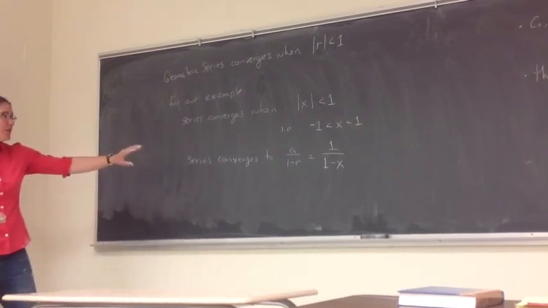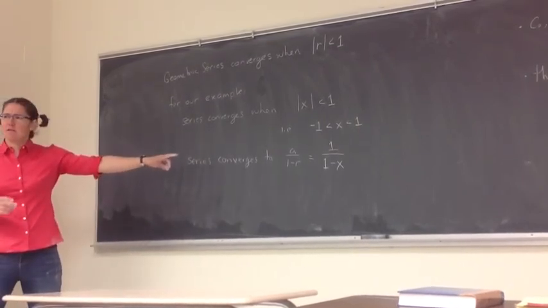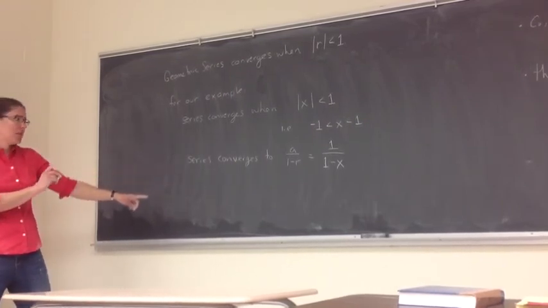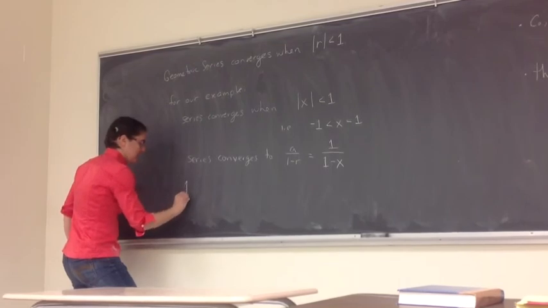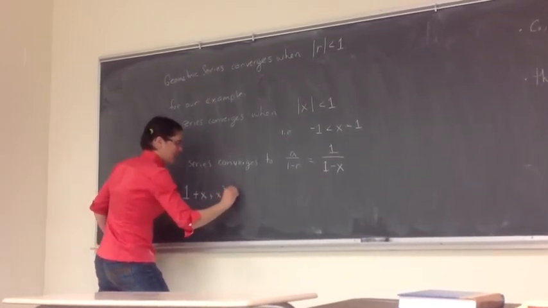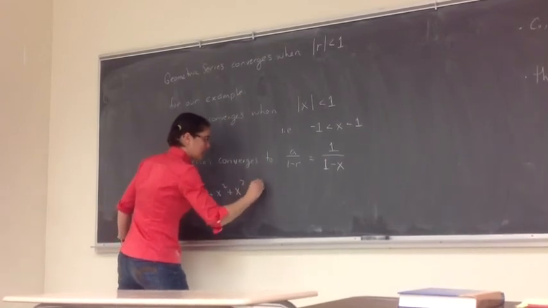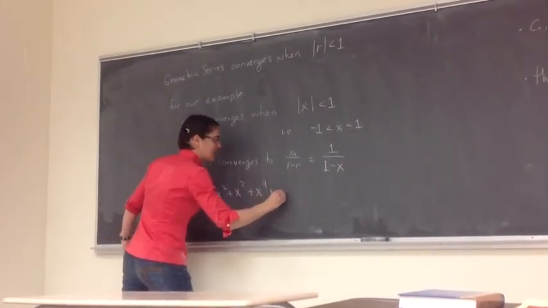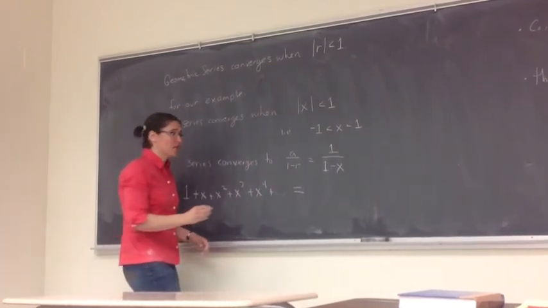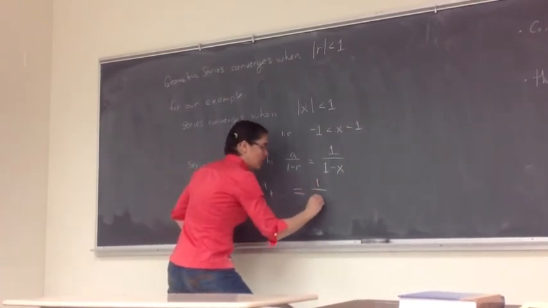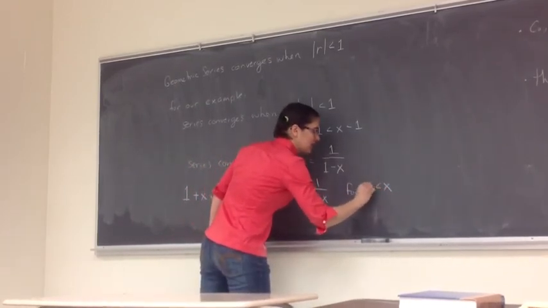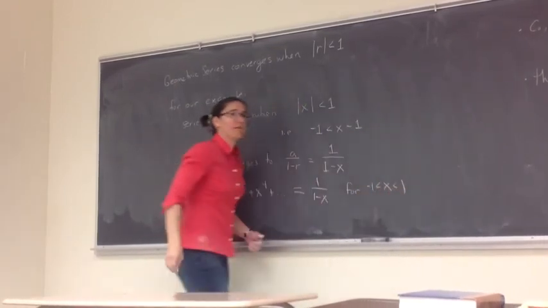So I've just thrown a bunch of stuff up on the board, and I want to rewrite it down. I want you to think about what I just said here. What I've just said is that 1 plus x plus x squared plus x cubed plus x to the 4th plus ... is exactly equal to the function 1 over 1 minus x as long as x is between -1 and 1.